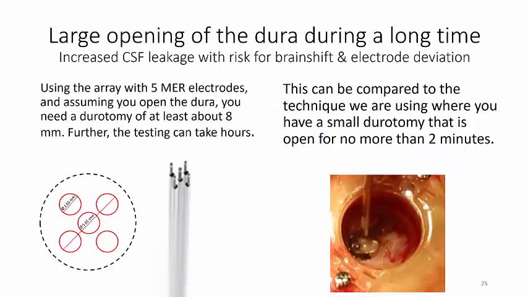You need a large opening of the dura during a long time, and this leads to increased CSF leakage with risk for brain shift and electrode deviation. Using the array with 5 microelectrodes and assuming you open the dura, you need a durotomy of at least about 8 millimeters, and the testing can take hours. This can be compared to the technique we are using, where you have a small durotomy that is not open for more than 2 minutes.